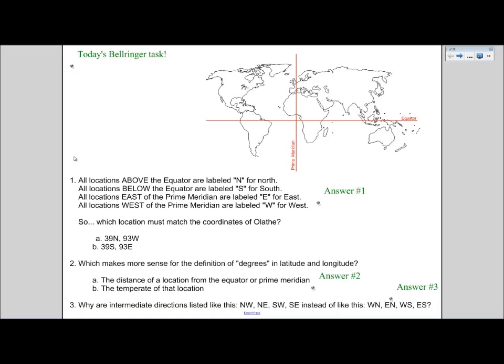Below you see 3 questions that all have to do with our map skills that we have been learning. I'm going to give your teams 1 minute to discuss what you think the answers are to these 3 questions. Be sure to save time to get to all 3 questions.